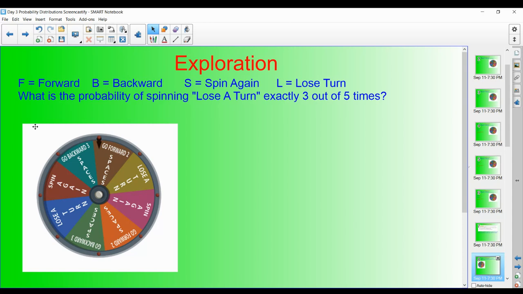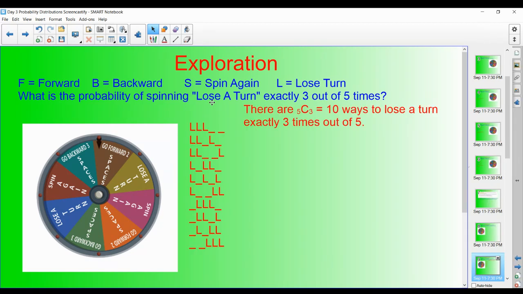So let's look back at the spinner. I'm going to create a binomial experiment where I define success as lose a turn. It sounds weird that lose a turn is success, but that's what I'm defining as the event. And then the opposite event is not lose a turn, anything else. So I've got to figure out the probability of spinning lose a turn exactly 3 out of 5 times. The first thing is to figure out how many different ways there are to get 3 lose a turns out of 5. And we're going to use a combination here.